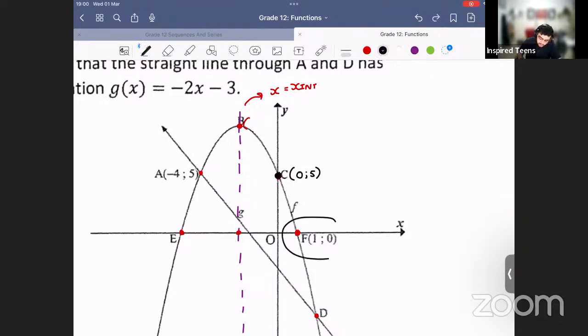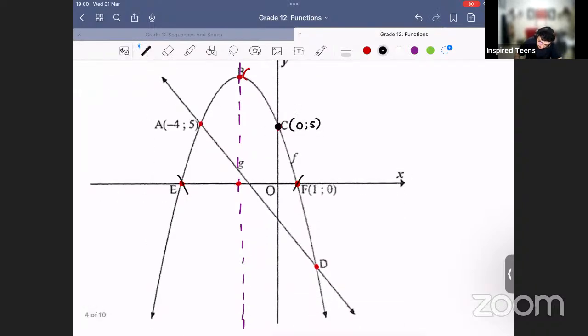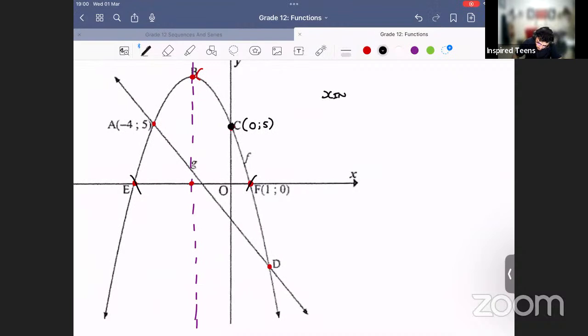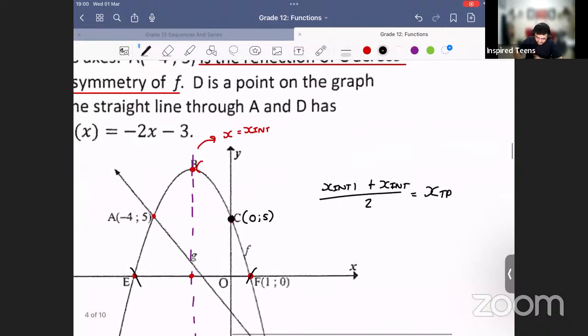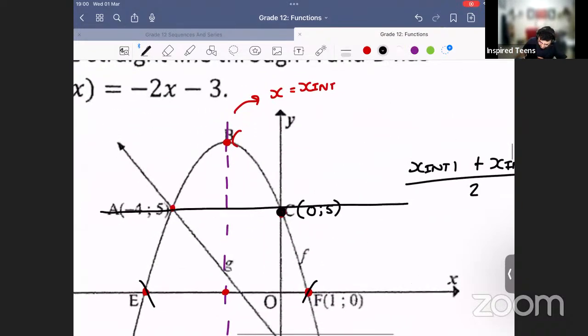In this case, we don't have the x-intercepts. Normally we'd say x-intercept 1 plus x-intercept 2 divided by 2 is equal to xtp, the midpoint of the intercepts. However, we don't need to, because in this specific case, remember C and A are a reflection about the axis of symmetry.